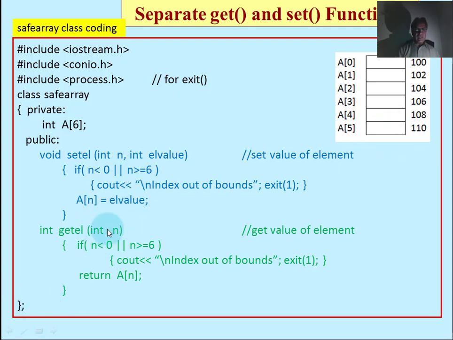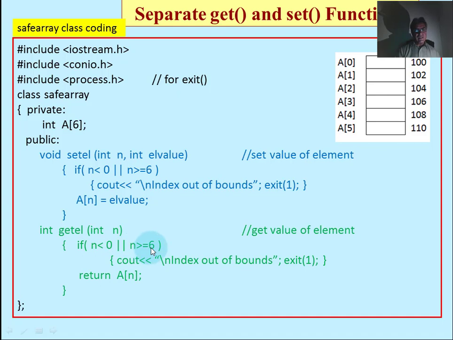This is for insertion, and this is for accessing the element: int get element, int n. When we want to get an array element from the memory of the array, we supply to this function the relevant index, for example 3. We will provide n as 3, and we will store the value 3. Is 3 less than 0? No.